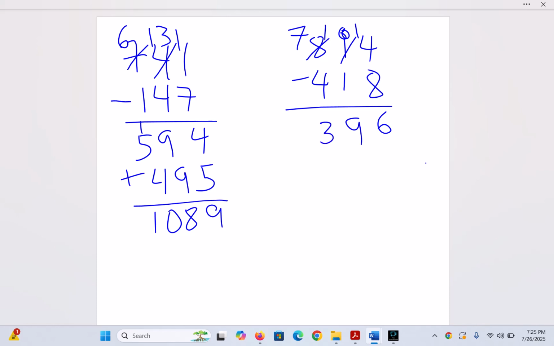I reverse this number. Add these numbers. 6 plus 3 is 9. 9 plus 9 is 18. Then you have 1, 7. So it's going to be 1089.